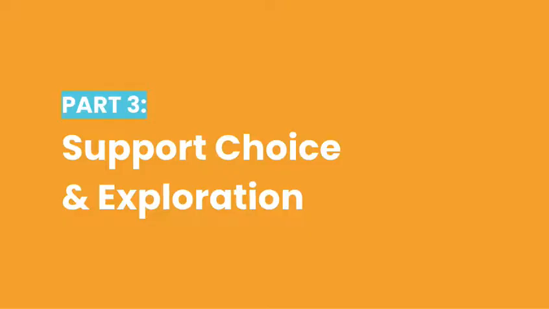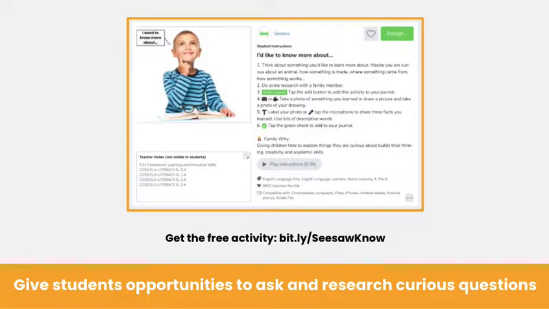The last strategy we're going to talk about today is supporting choice and exploration. This can be done in several ways. The first is by giving students the opportunity to ask and research questions that they're curious about. You could create an activity where they research something on their own. Maybe they share that information that they've gathered through a recording, a photo, by writing text, or by drawing. There are lots of options.